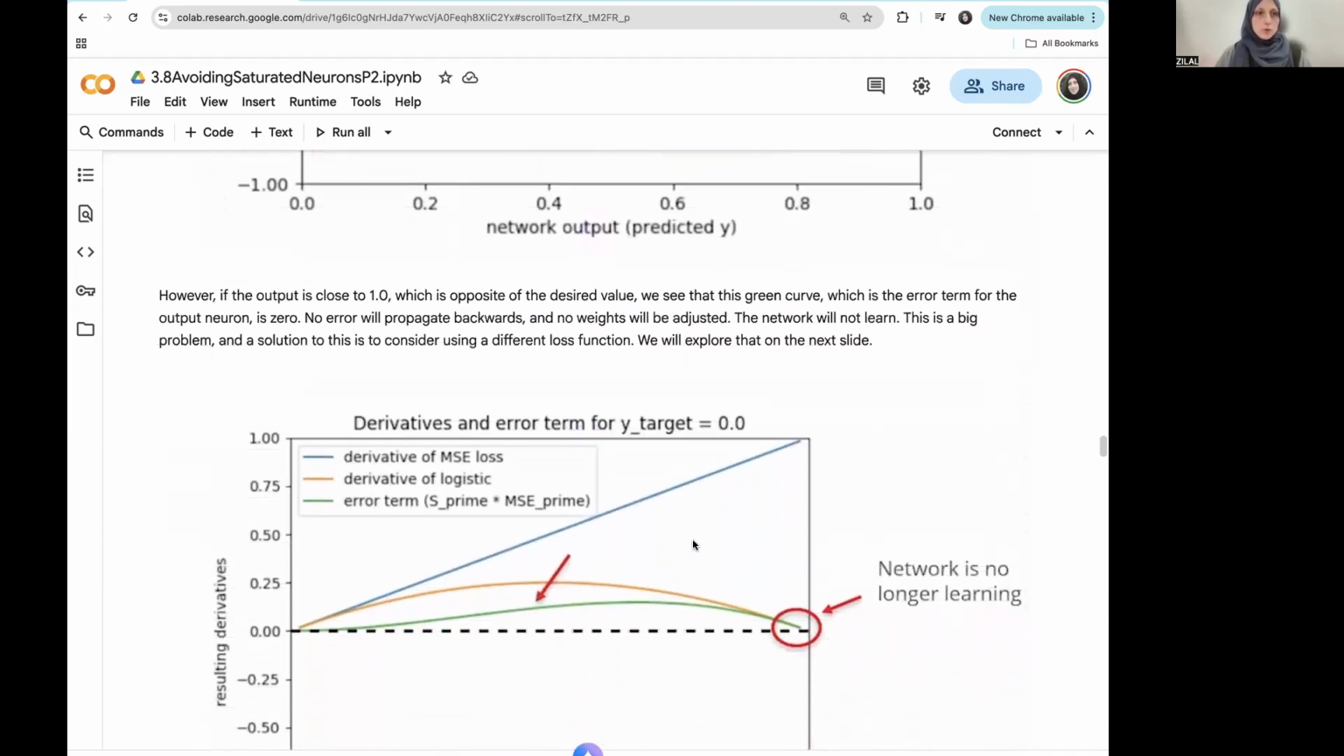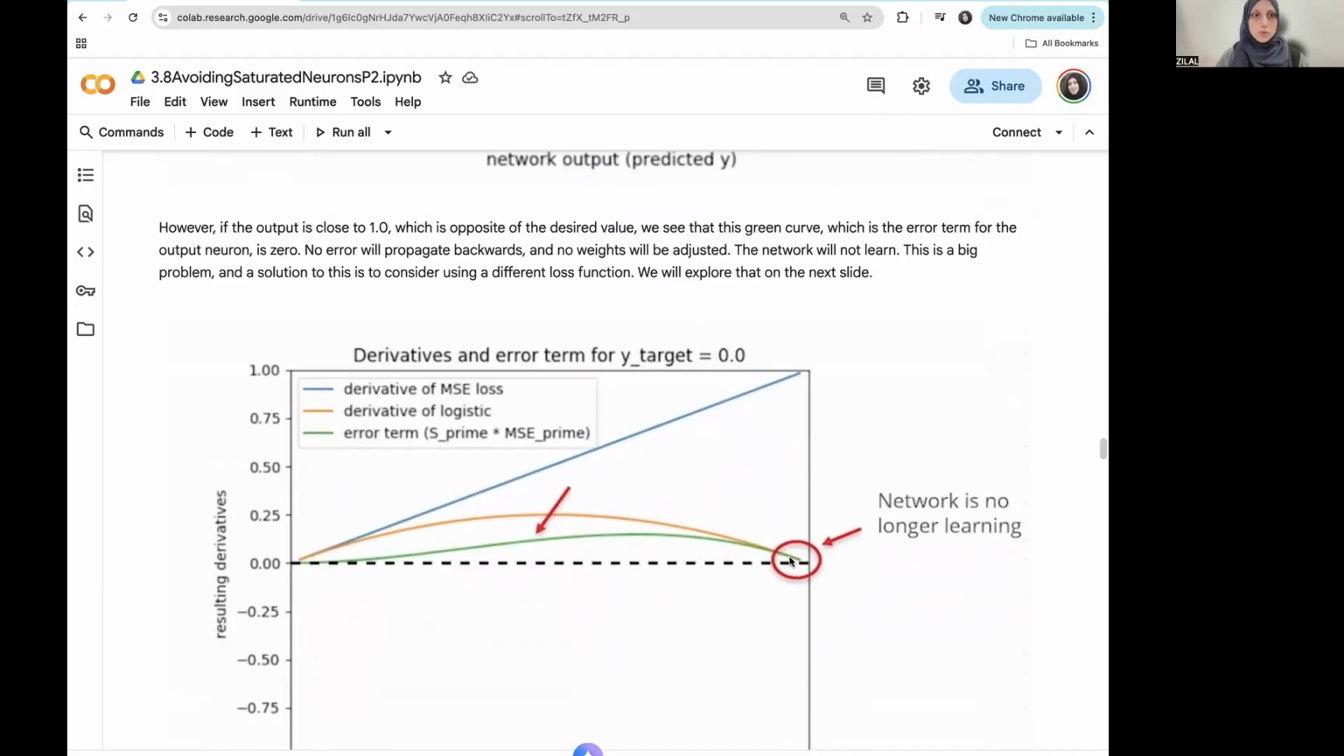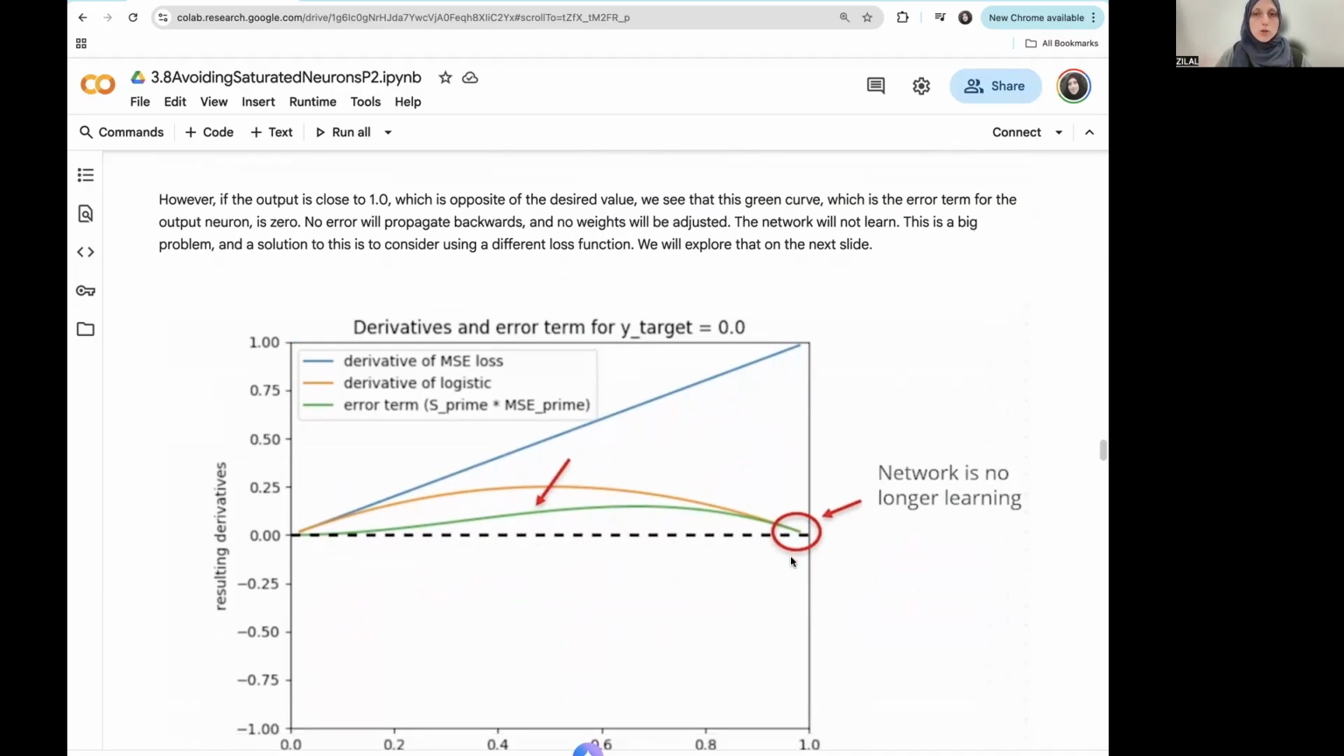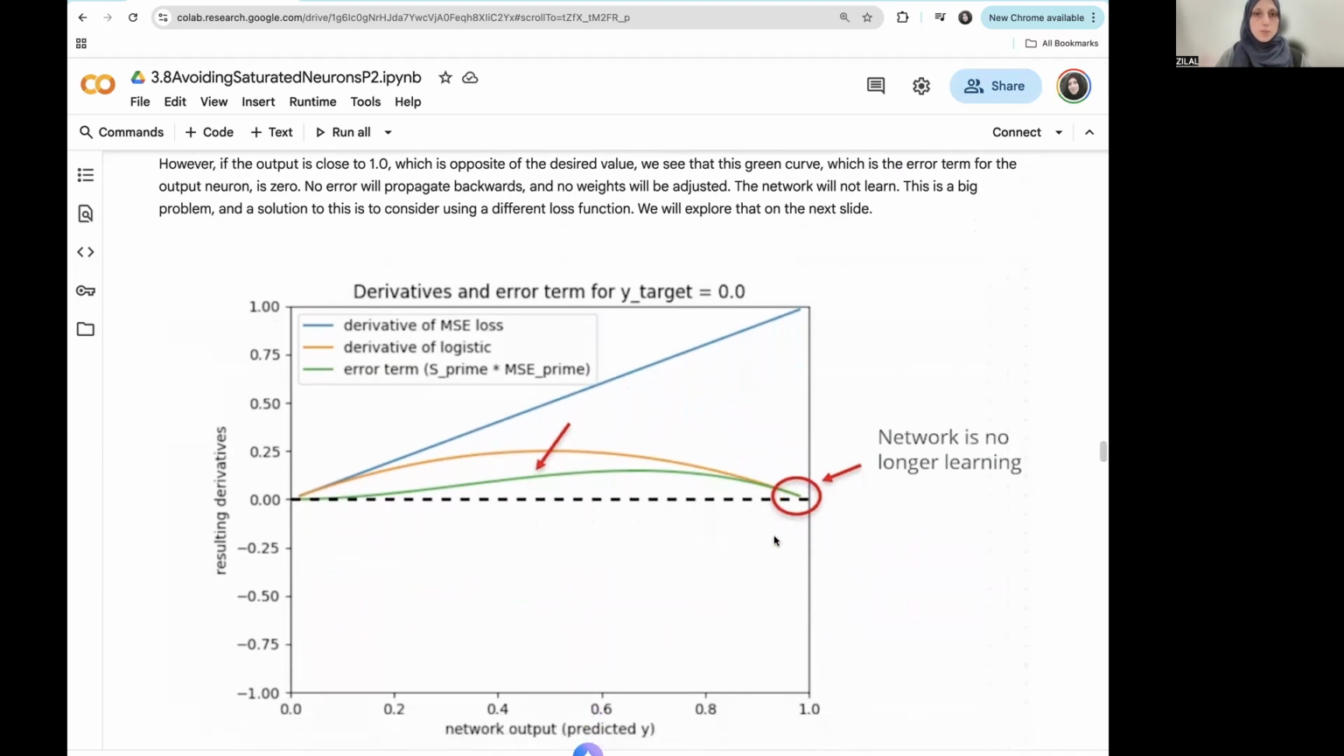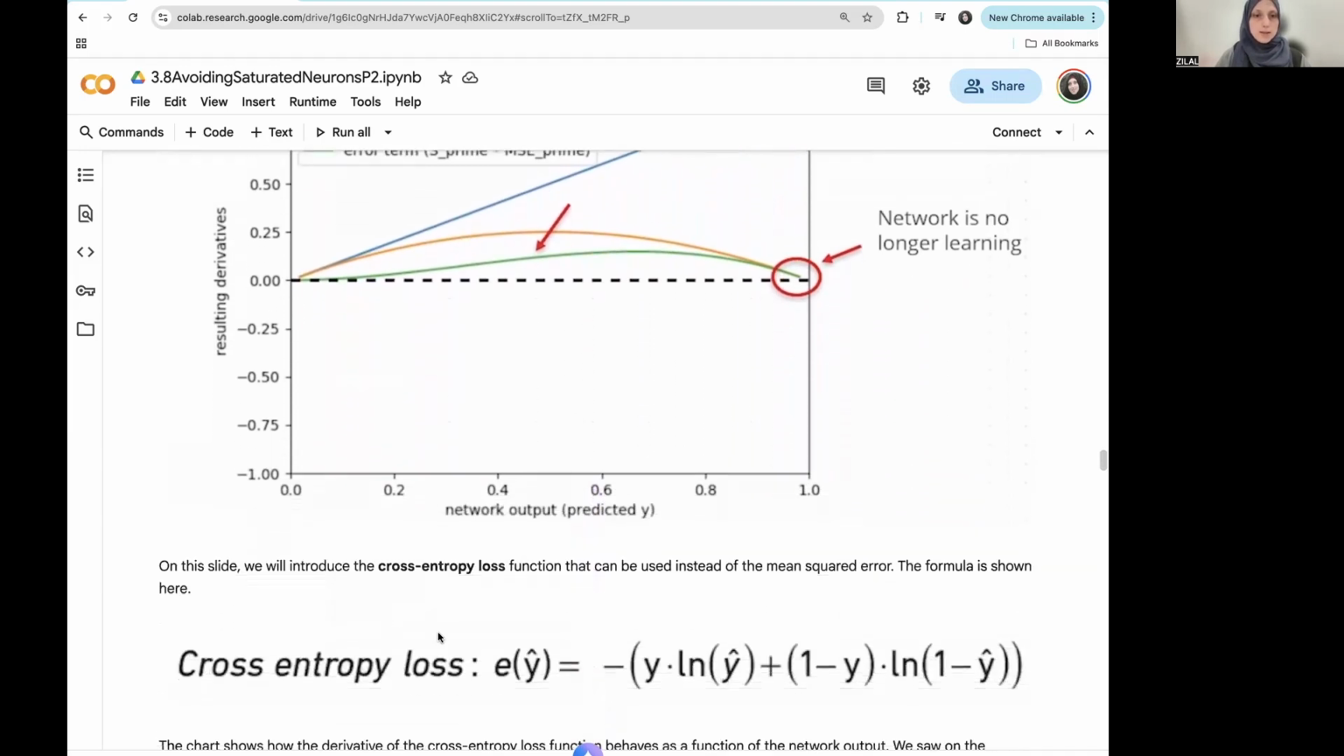However, if the output is close to 1.0, which is opposite of the desired value, we see that this green curve, which is the error term for the output neuron, is 0. No error will propagate backwards and no weights will be adjusted. The network will not learn. This is a big problem, and a solution is to consider using a different loss function. We will explore that on the next slide.